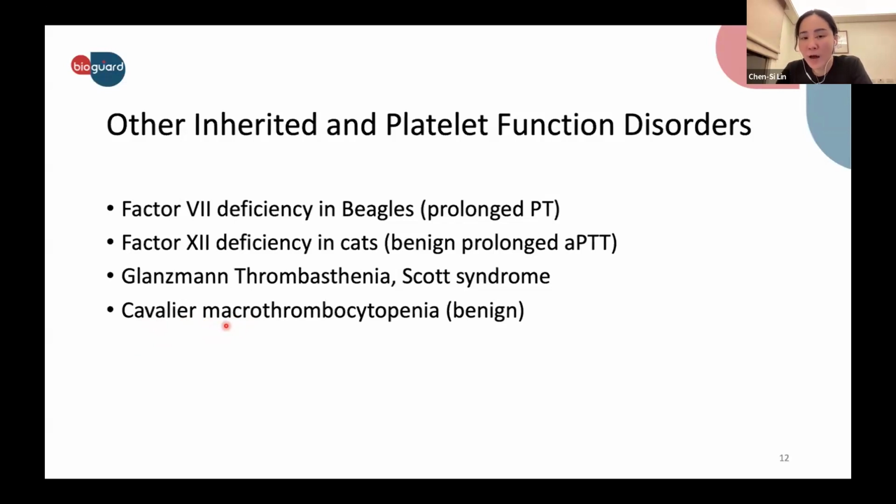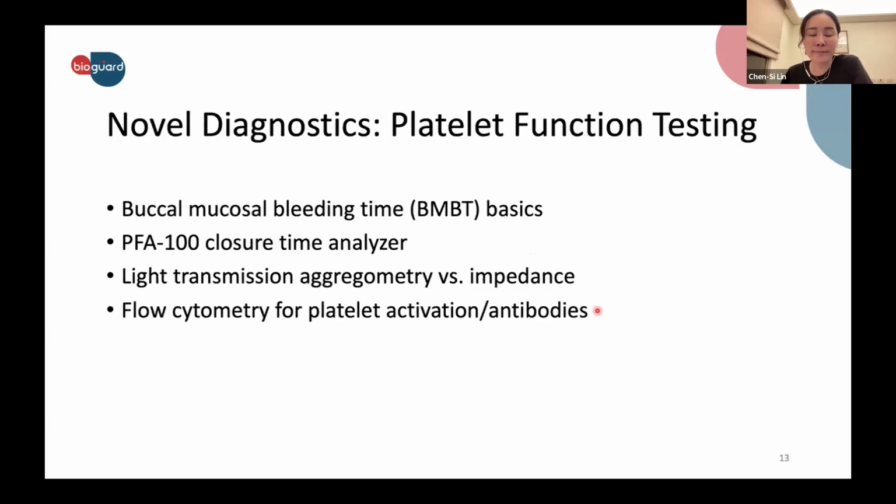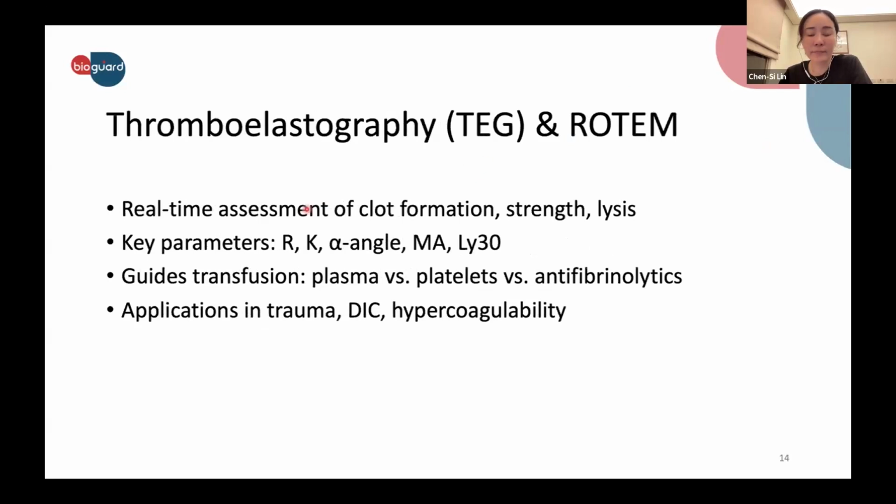No specific bleeding symptoms. So it is a benign condition, and in most cases they don't need any treatment, but on the blood smear we can see very giant platelets, although their function actually does not work well.